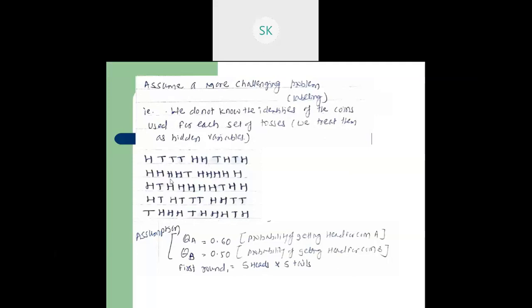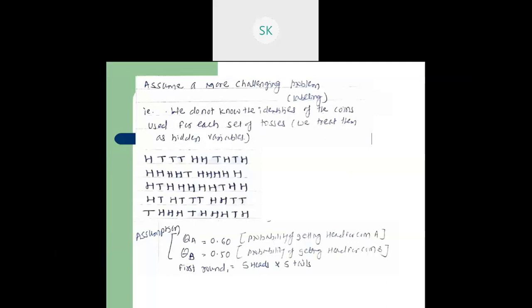These are the 5 sequences we will get, 5 sequences of 10 trials each. The labels are removed. Which coin is this, A or B? Now the assumption: theta A is equal to 0.60, that is the probability of getting head for coin A, and theta B is 0.50, that is the probability of getting head for coin B.